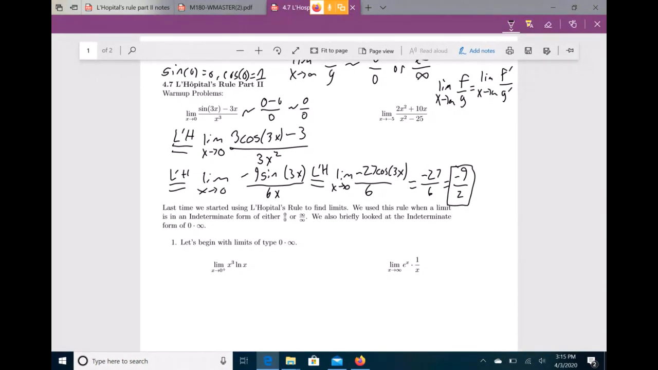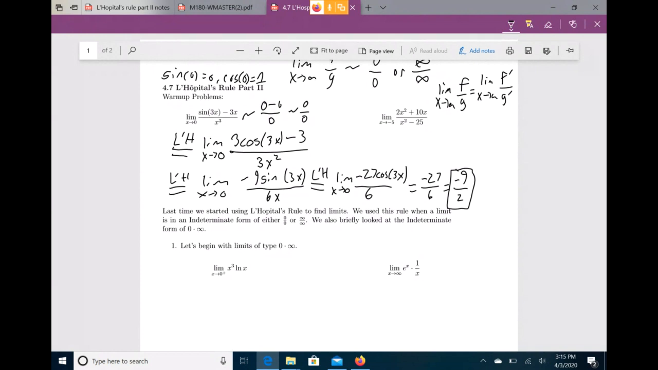Okay. All right, so now let's look at the next one. If I plug in negative 5, you'll get 0 over 0 again. Otherwise, this would be kind of trivial. So we'll use L'Hopital's rule again, basically.